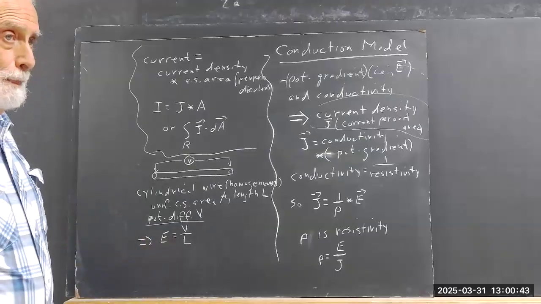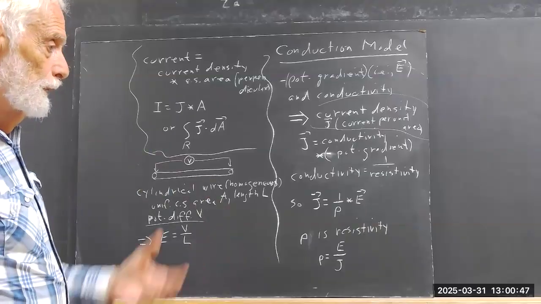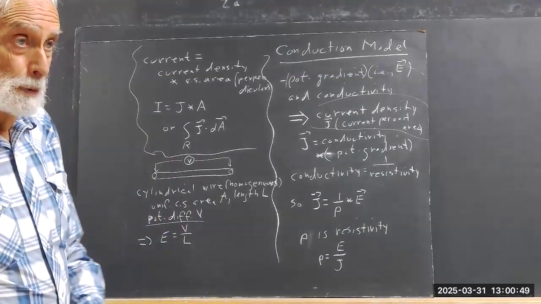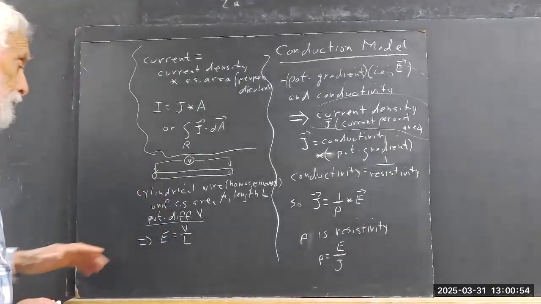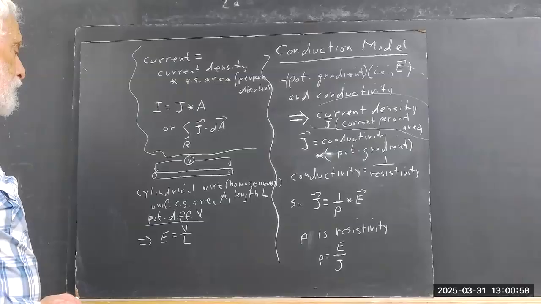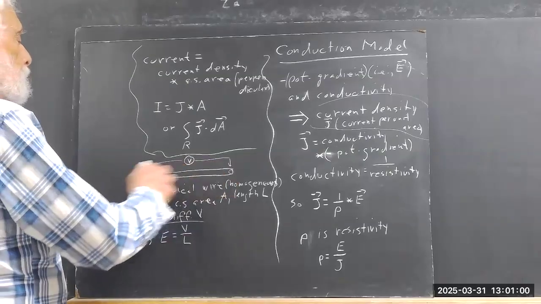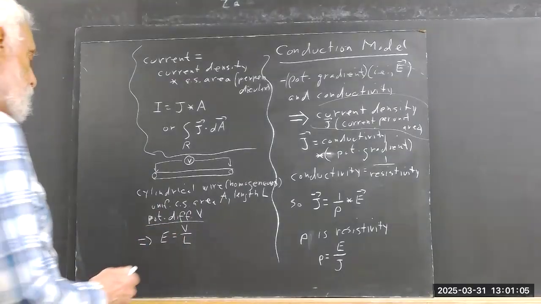And you should be used to that, because that appeared many times and was reinforced in many ways in the transition problems. So that should be no surprise, but let's make sure we get it formally. Then again, for a homogeneous wire, E equals V over L.